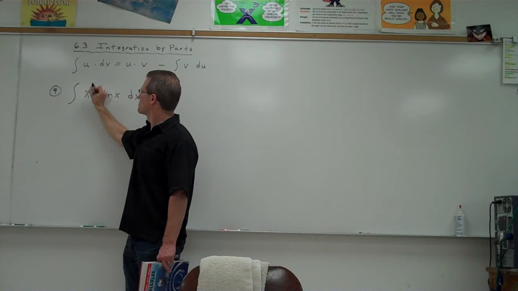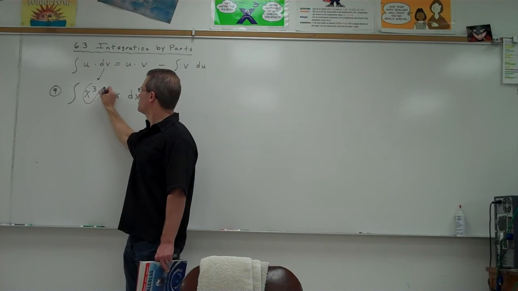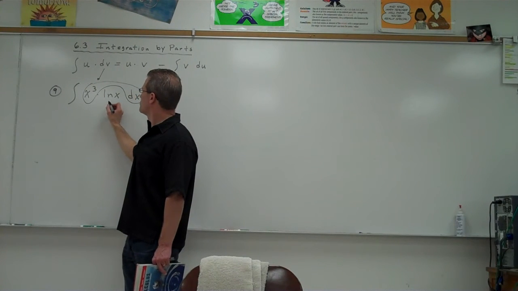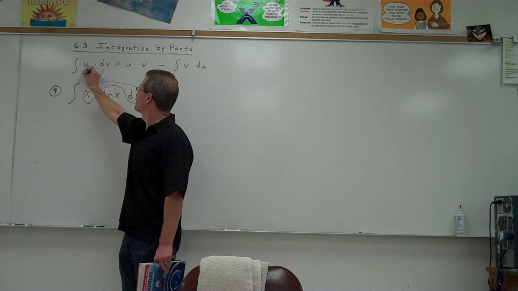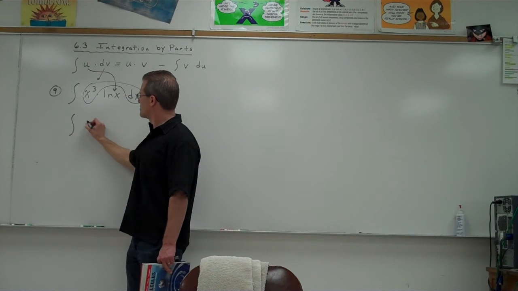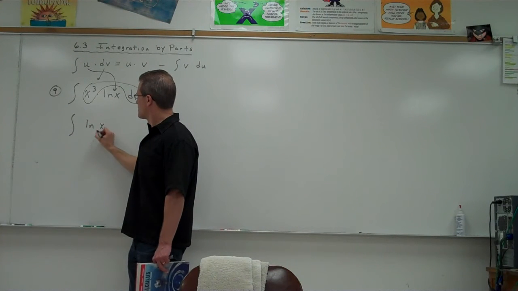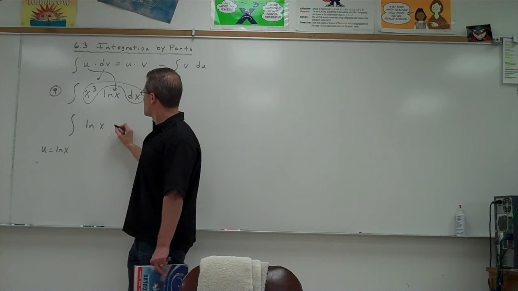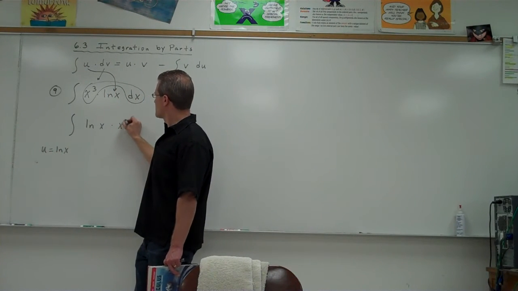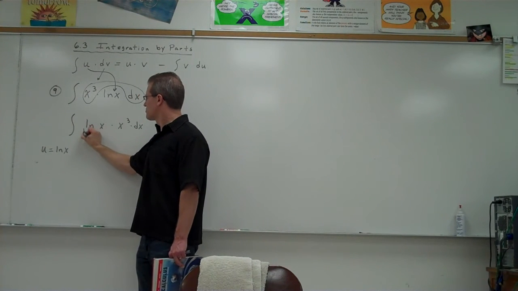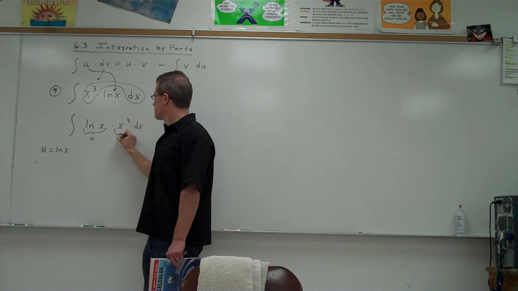I would suggest that we try letting dv equal x cubed dx, and letting u equal natural log of x. So I'm going to rewrite this a little bit here. I'm going to rewrite it so the natural log of x is first. That's going to be my u. U equals natural log of x. And then I'm going to rewrite over here, my dv is going to be x cubed times dx. So this is my u, this is my dv.